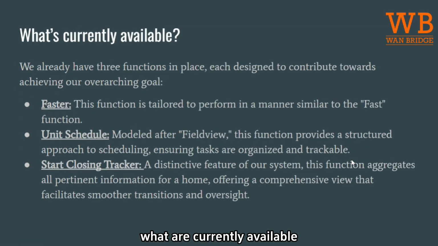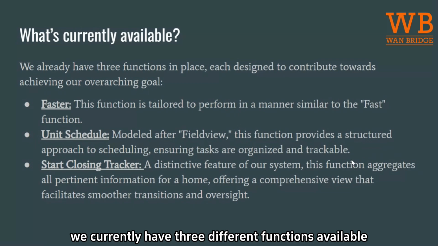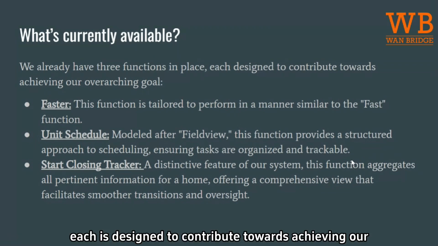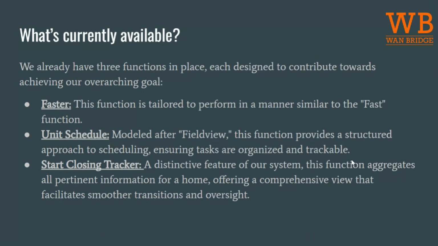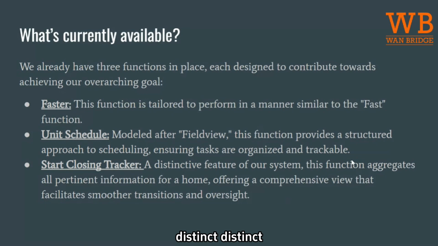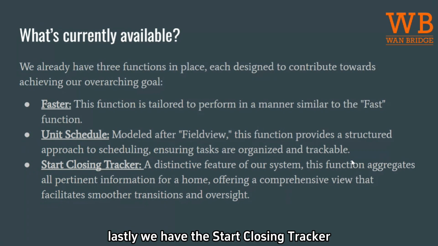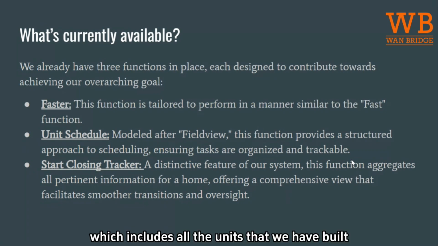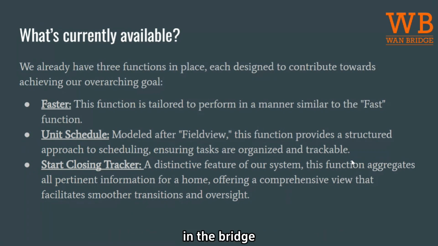What is currently available? We currently have 3 different functions available. Each is designed to contribute towards achieving our overarching goal. First, we have the faster function, which is tailored to perform the same work as fast. Second, we have the unit schedule function, which is modeled after view. Lastly, we have the start closing tracker, which includes all the units that we have built in Vanbridge.